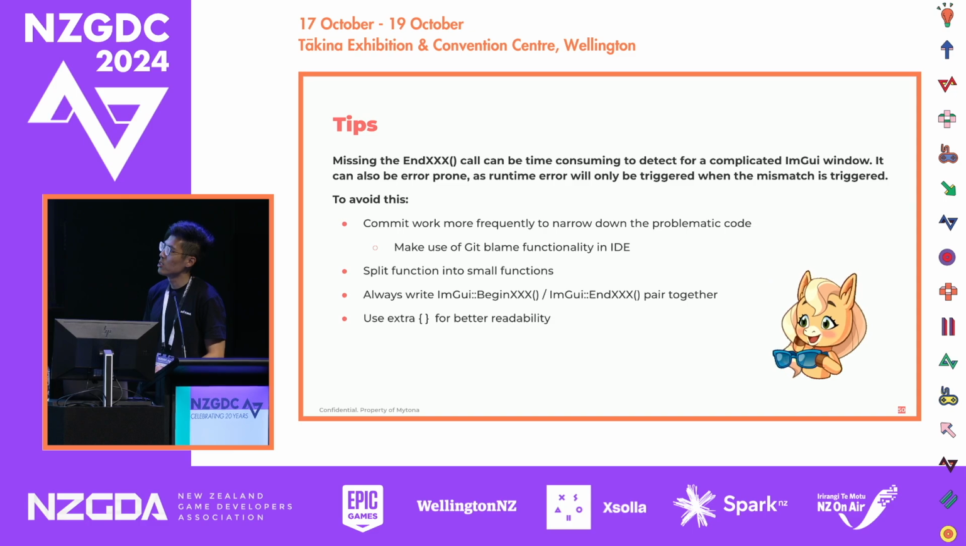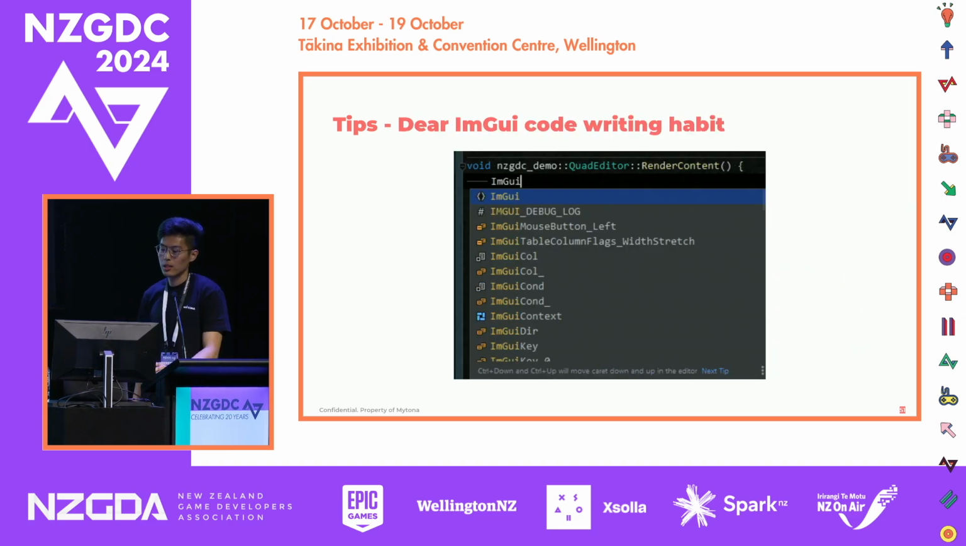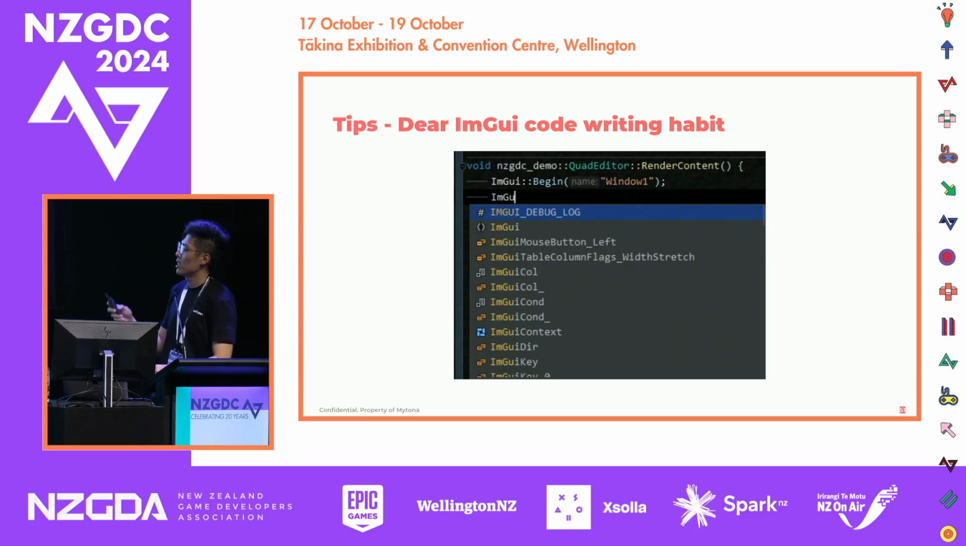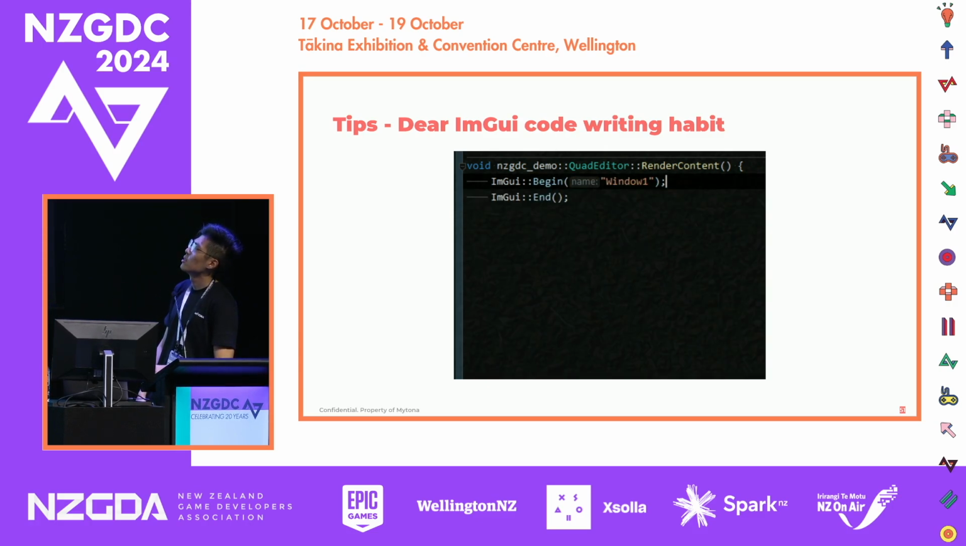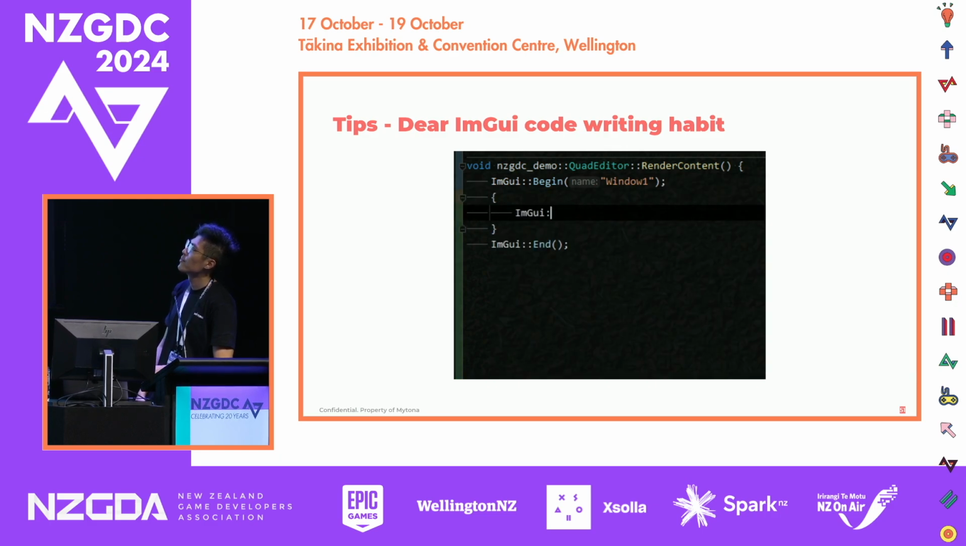Second, split functions into small functions. This is a general programming tip, I guess. Third, always write Begin and End together, so you don't forget to call the End function. Fourth, use extra brackets to make your code more readable. That's how I would write ImGui code: Begin and End together, build a window, and use extra brackets even though you don't need them.